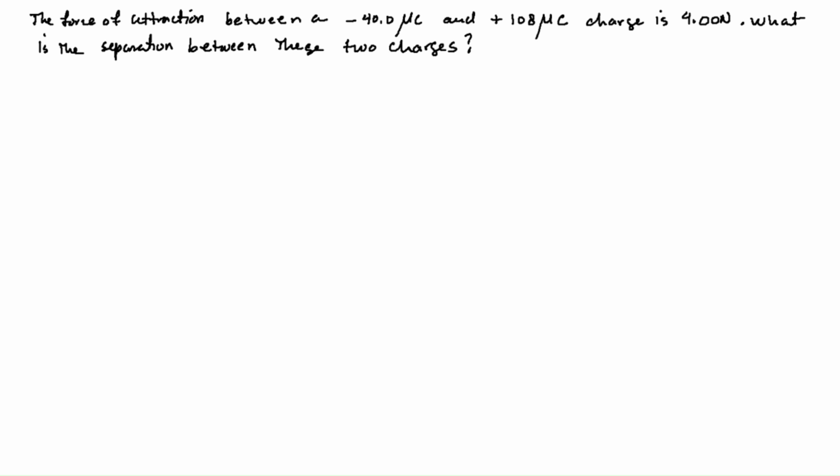So you have here one negative charge with a magnitude Q. We're going to call this Q sub 1 equals minus 40.0 microcoulombs. On the other side, we have one positive particle, and this positive particle has a magnitude Q sub 2, and this magnitude Q sub 2 is positive 108 microcoulombs. And then we know that there is a force, that in this case would be a force of attraction, of course, right?